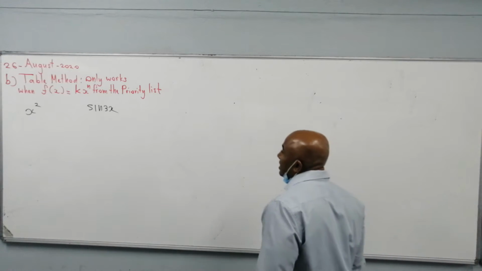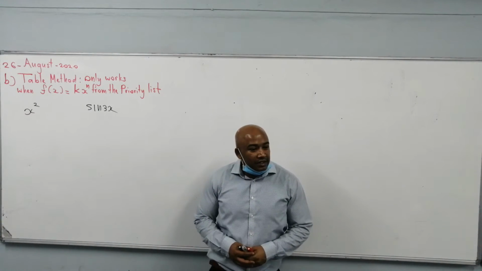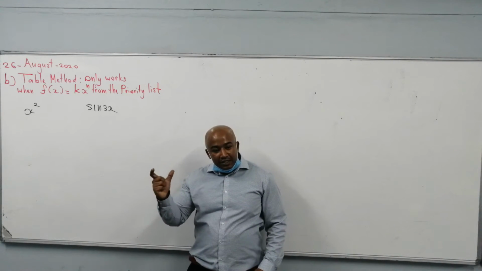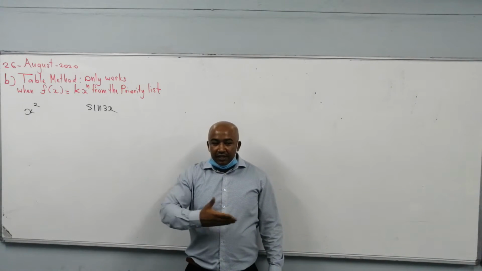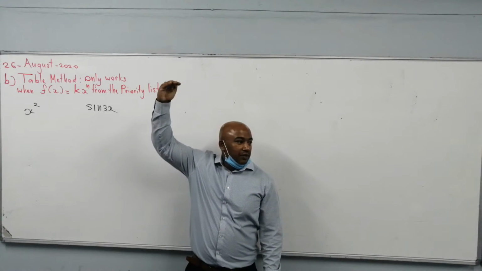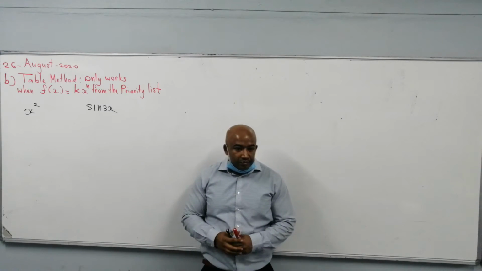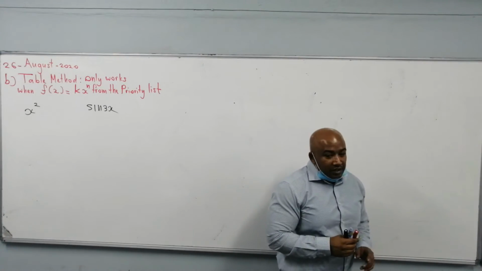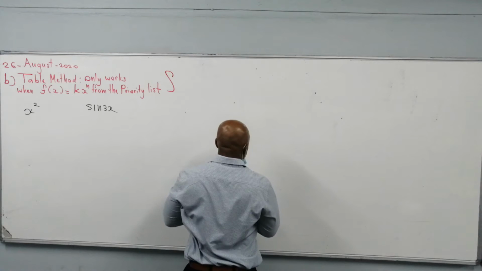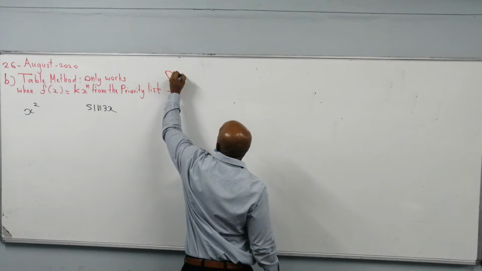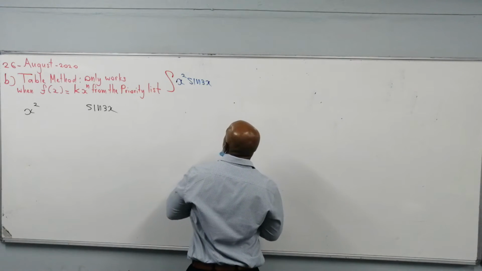Alright, so now an alternate method, but it does not work for all the examples. It will work for an integration by parts example if f of x is number 3, like in this case here. The other example, f of x was not number 3, it was number 2, which was ln x. Alright, so now if we go back, we are integrating x squared times sine 3x.